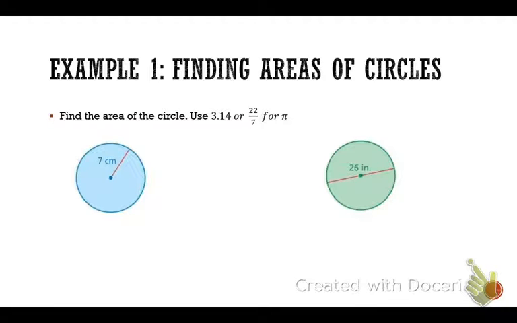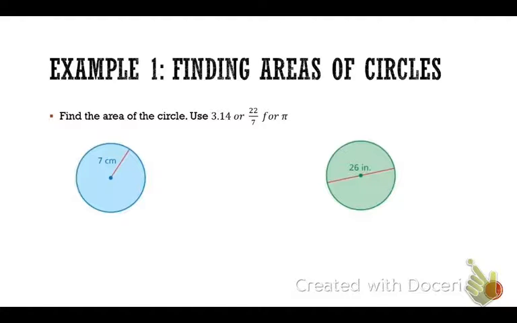Okay, so let's look at example 1. In example 1, it says find the area of the circle. Use either the decimal or the fraction value for pi. Does anybody remember, how do I know when to use the fraction? Anybody remember? Hadley? Yeah, whenever it's a multiple of 7. Thank you. So yes, whenever it's a multiple of 7, that's when I can use the fraction, and it just gives me a cleaner answer. Doesn't necessarily mean the fraction will be right and the decimal will be wrong. Just gives a bit of a cleaner answer.